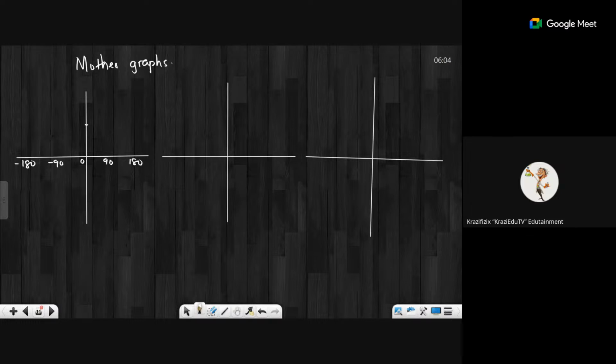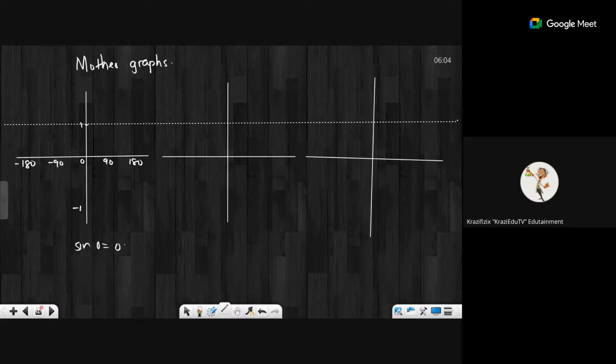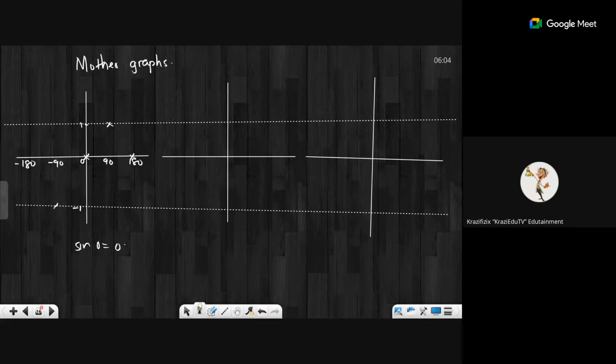Graph sine. Sine 0 is 0. That's what's going to guide you. Maximum is 1 and minimum is negative 1. Once you remember that this is 0, you add 90, then 180. You come back here, and that's your graph. Your graph goes that way. Know the mother graph. You're done. Sine theta.